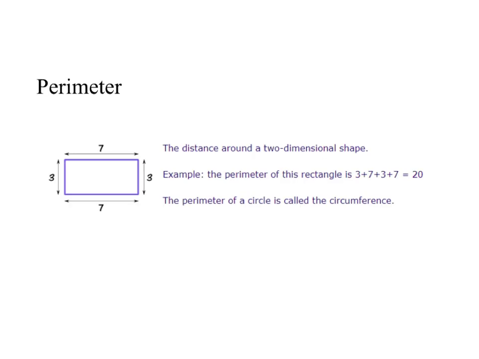This is the perimeter and area video. The perimeter is the distance around a two-dimensional shape.